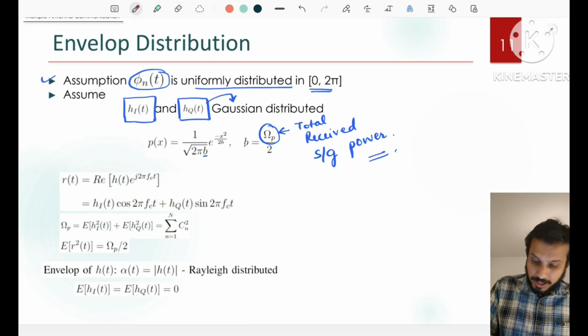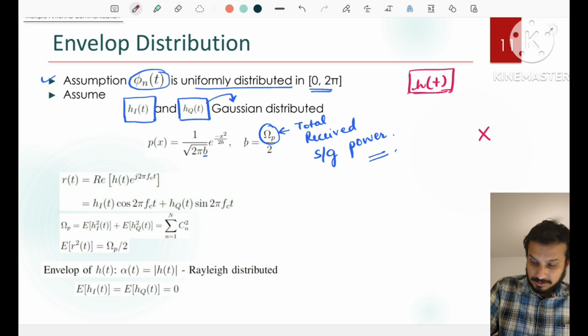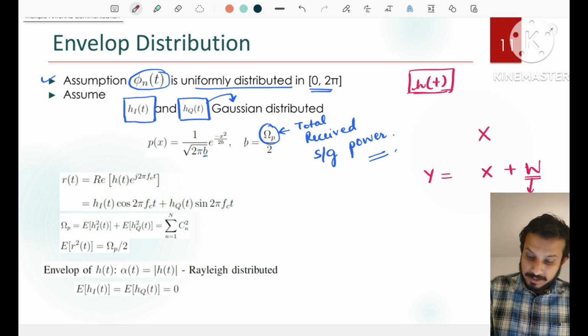So with this, we have some knowledge of the channel coefficient of flat fading h of t. Now let's see, in communication, if we send a signal x, what we receive at the receiver is x plus w. This is ideally when we consider that there is no channel, and w is the noise, which is additive, due to the addition, and white Gaussian. Now if we consider the channel, that is h of t, we can write it as y is equal to h x plus w.